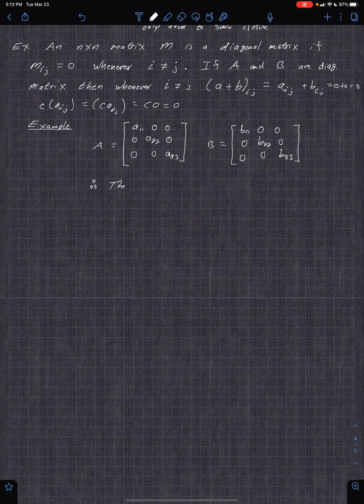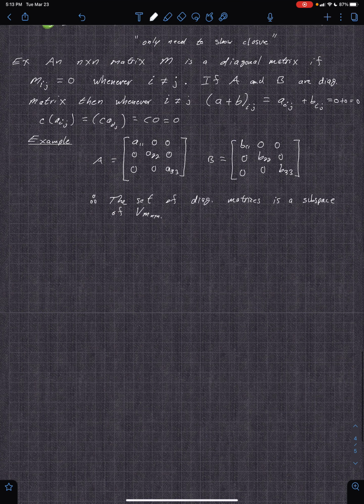Therefore, the set of diagonal matrices, I should probably say, the set of diagonal matrices is a subspace of V of square matrices. Well, I guess it would be for any matrix that's a vector space.